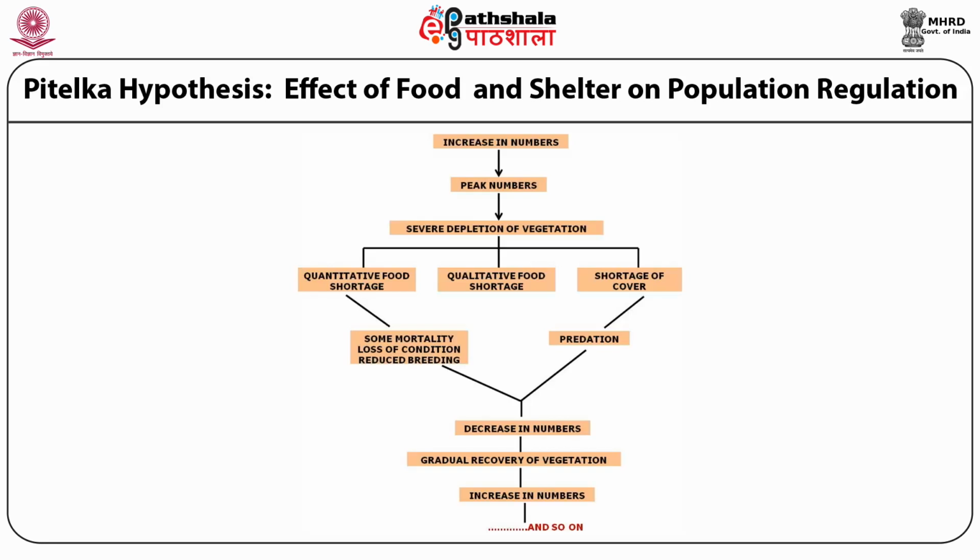This causes a decrease in the number of individuals. And when there is a decrease in the number of individuals, simultaneously there is a gradual recovery of the foliage or the vegetation, so that sufficient food is again available to the remaining individuals. When they get sufficient quantity and quality of food, the population is regained and again starts increasing, and it may lead to another cycle of peak numbers.